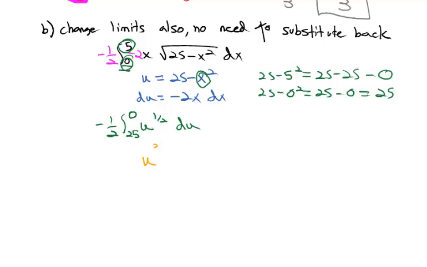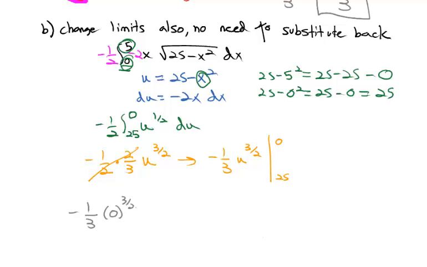And now we can keep going with this integral. We know the integral of u to the 1/2 is u to the 3/2 times the reciprocal 2/3. Don't forget the negative 1/2 out front. And the 2's are gone, so we now have negative 1/3 u to the 3/2, and we're going to integrate this from 25 to 0. So we have negative 1/3 times 0 to the 3/2. And then we subtract. Subtracting a negative 1/3 is going to make it a positive 1/3 times 25 to the 3/2. Notice how much simpler this is going to be.